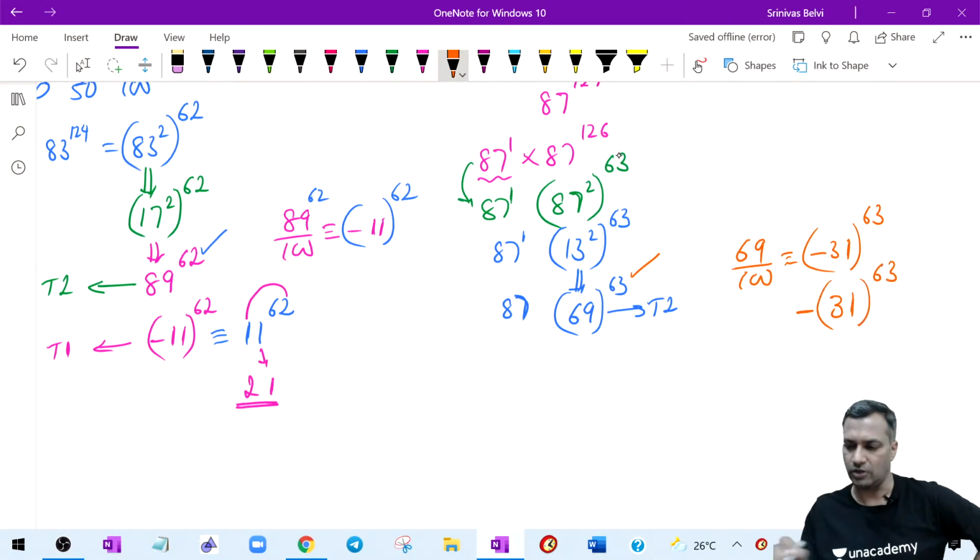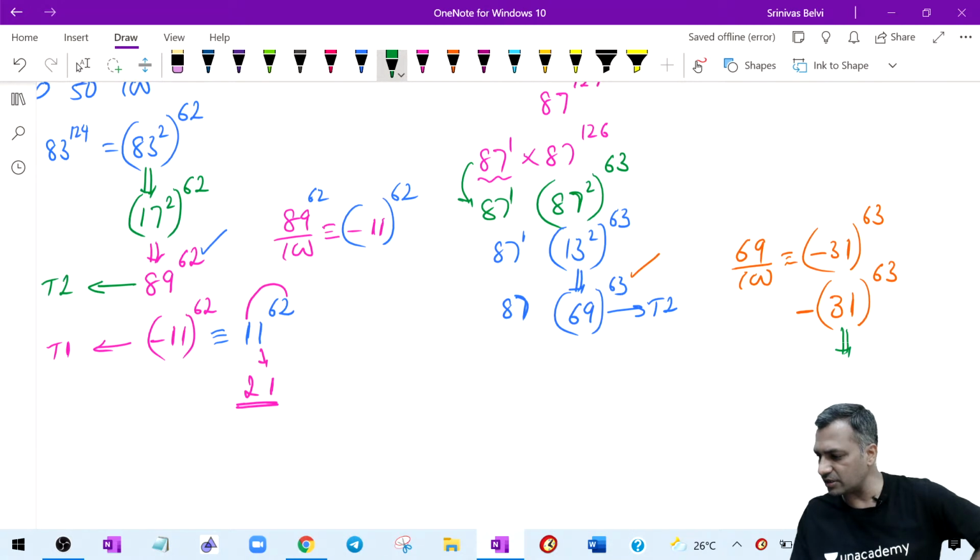I should be writing this. All right, so I'll find the last two digits of this. Therefore, 3 into 3, 9. Therefore, you say that this number is nothing but minus 91. Minus 91 means what? Am I doing it right here?